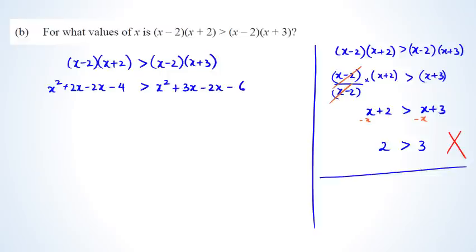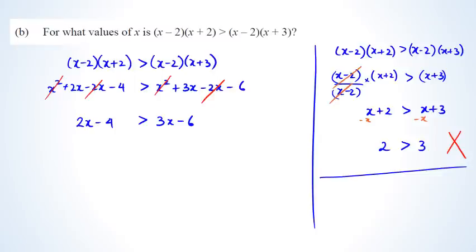And from here, what I started doing was I started canceling things out because I've got them on both sides. So for example, x squared and x squared disappear because, well, when I shift x squared to this side, it becomes minus x squared. Negative 2x and negative 2x disappear as well. So what I was left over with was 2x minus 4 is greater than 3x minus 6. And of course, I could keep going with this.